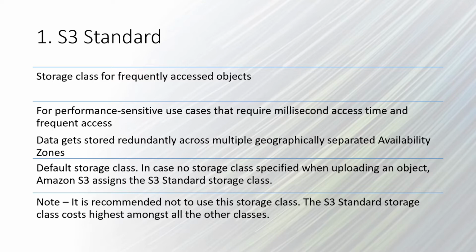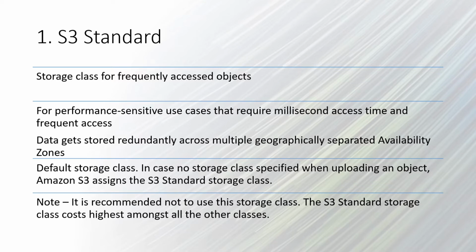While the data is stored in S3 Standard, it gets stored redundantly across multiple geographically separated availability zones. So in case any one of the availability zones goes down, even then we have our data available and it can be instantly retrieved.